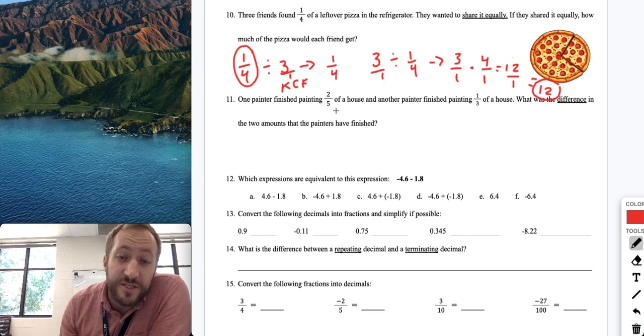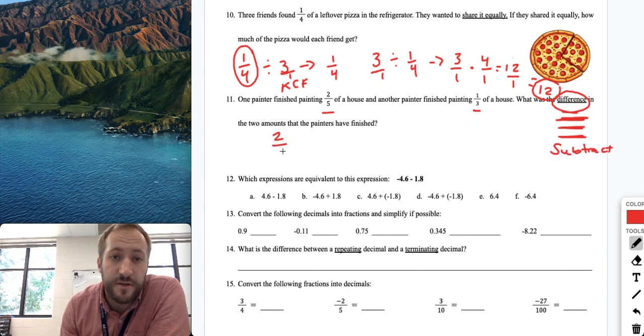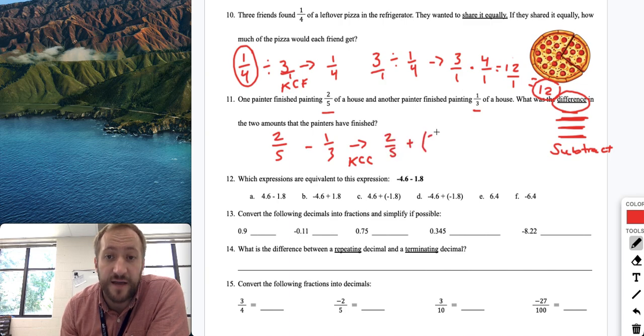One painter finished painting 2/5 of a house and another painter finished painting 1/3 of a house. What's the difference in the two amounts the painters have finished? Whenever we're talking about that word difference, big key word right there, that means subtract. So look at this, I have 2/5. It says what's the difference? So I'm going to subtract 2/5 minus 1/3. Now let's see, this is just a subtraction problem. We always turn subtraction problems into addition problems using that keep, change method. So 2/5 plus negative 1/3.